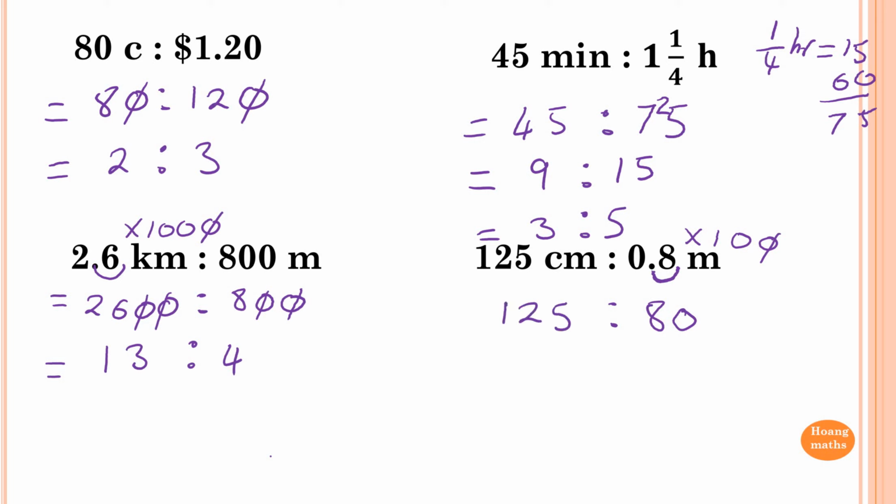Then both of them can be divided by 5, because one of them ends with 5 and the other ends with 0, so they are multiples of 5. So we just quickly divide by 5. 125 divided by 5: 5 goes into 12 twice, remainder 2, so 25. Then 25 divided by 5 is 5. 80 divided by 5: 5 goes into 8 once, remainder 3, so 16. Can I simplify further? 25 and 16? No, I cannot. That's the simplest form you can get.